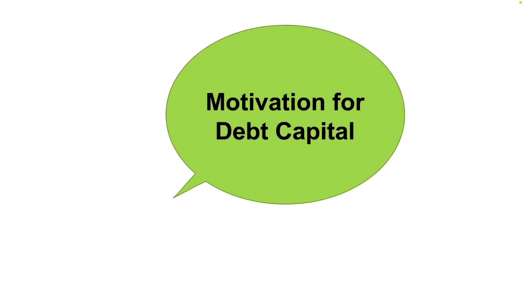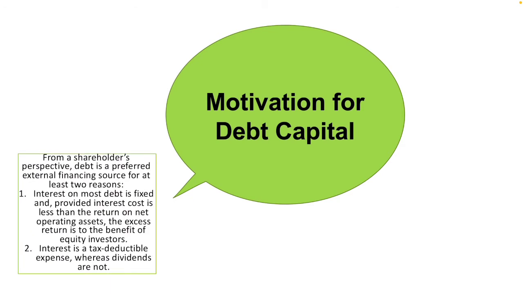Second point is about motivation for debt capital. From a shareholder's perspective, debt is a private external financing source for at least two reasons. First one is interest on most debt is fixed and provided interest cost is less than the return on net operating asset, the excess return is to benefit of equity investor. Second is interest is a tax deductible expense, whereas dividends are not.